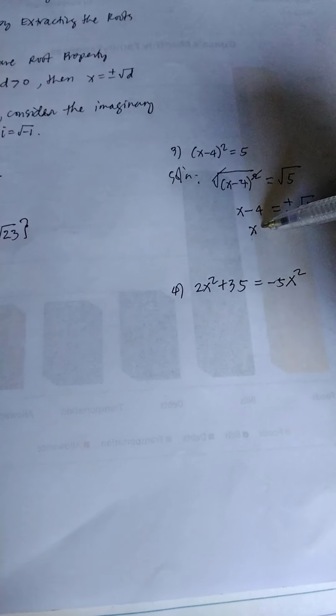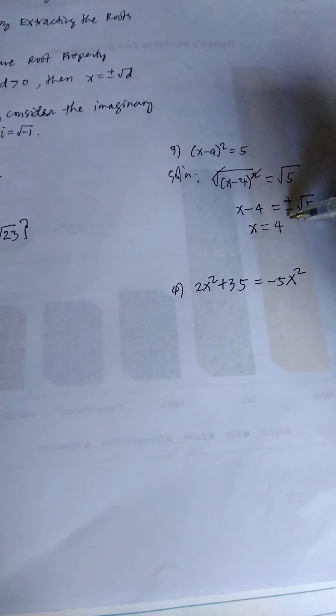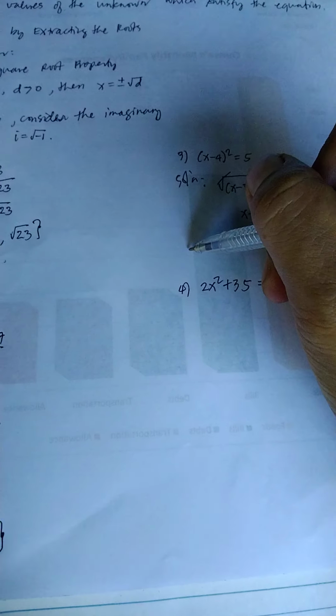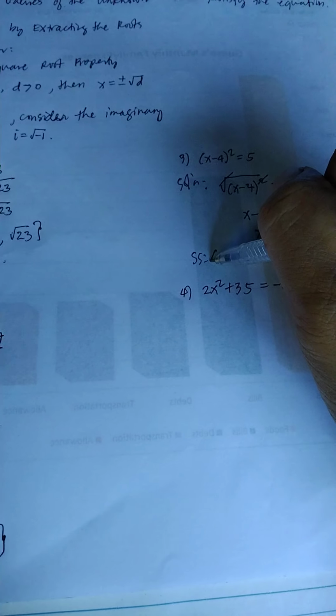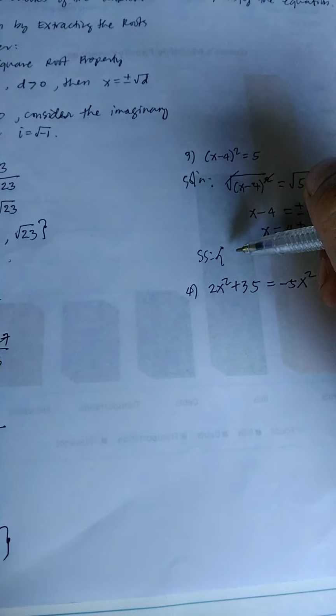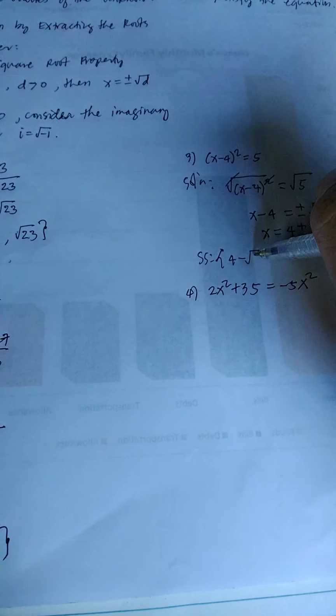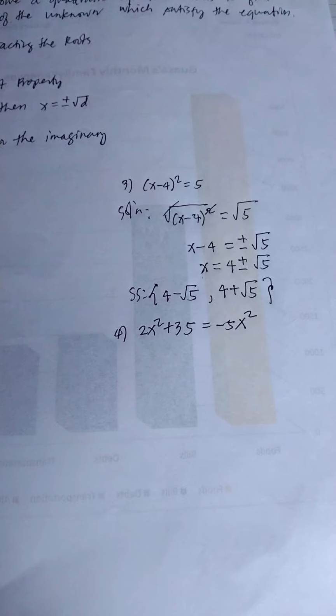Okay? So, since naman kay negative 4 din na, you need to transpose that one to the right side para ma-solve nato si x. So, you have x is equal to 4 plus minus square root of 5. So, therefore, our solution set are 4 minus square root of 5 and 4 plus square root of 5. So, dali na kayo siya, no? Dali na kayo siya subton.